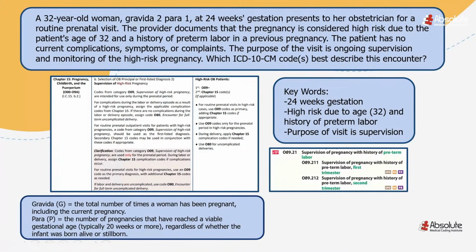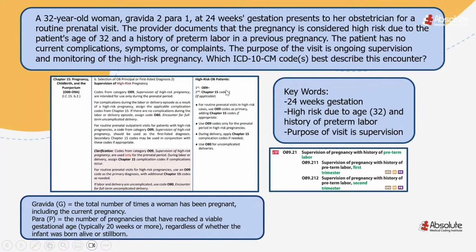So we are not going to include the age because the age is 32. If the age was 35, as some of us know, that is the age where it starts becoming high risk and where you can use those high risk codes because it is considered a geriatric pregnancy. But since it is just 32, we're not going to include the age as being part of the high risk and including that in our codes. So we're just going to focus on the preterm labor.